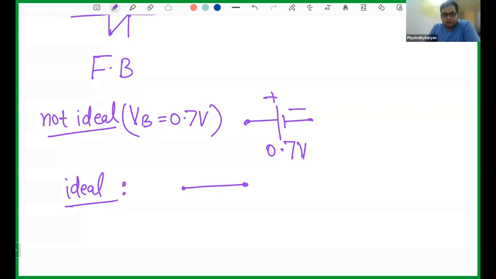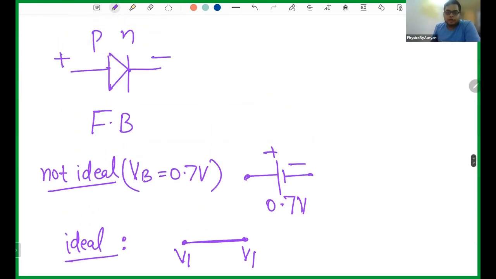Then for an ideal diode, what will happen? Replace the diode with the wire. In a wire, one thing is very important: if your voltage here is V1, then your voltage here is also V1. Voltage at all the points on the wire is the same. You always have to remember this concept, that in a wire, voltage at all the points is the same. So if this point has voltage V1, then this point also has voltage V1. So this is what we do in a forward bias.